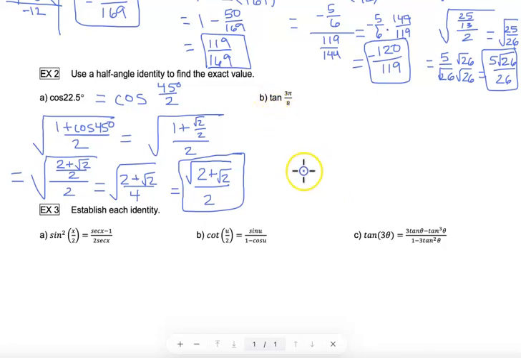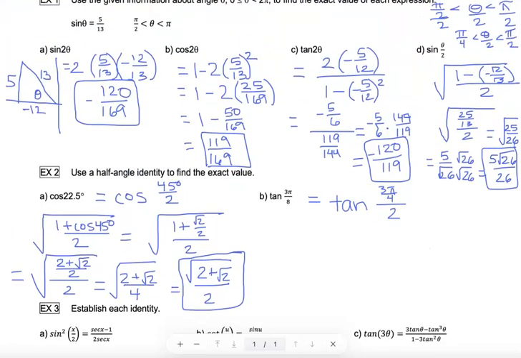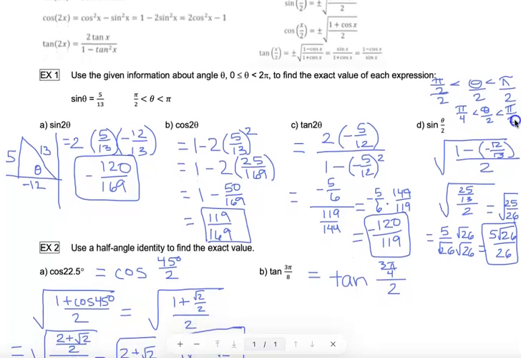All right, next one, same idea. So really I just need to double 3 pi over 8. So if I multiply that times 2, it's 3 pi over 4. So this I'm going to rewrite as the tangent of 3 pi over 4 over 2. So now it's in that half angle format. I can go up to my tangent formula.